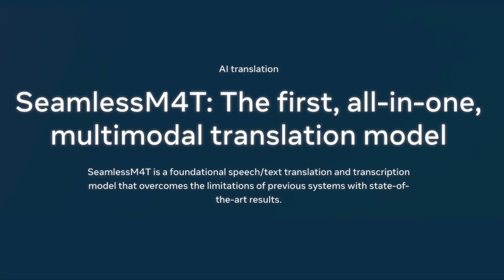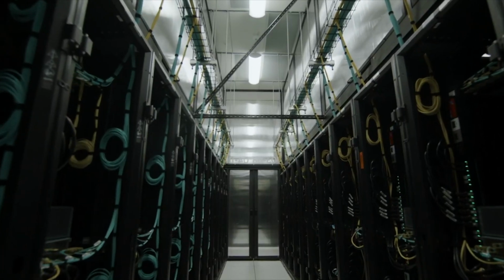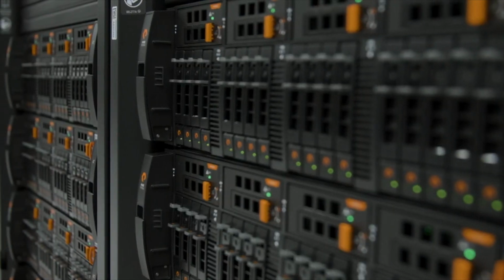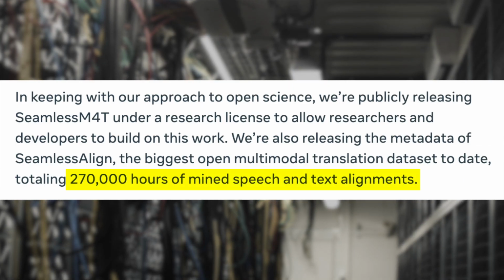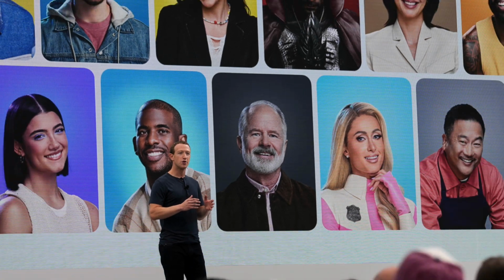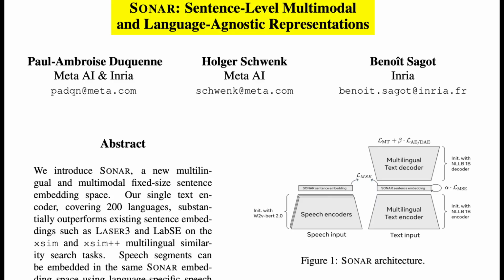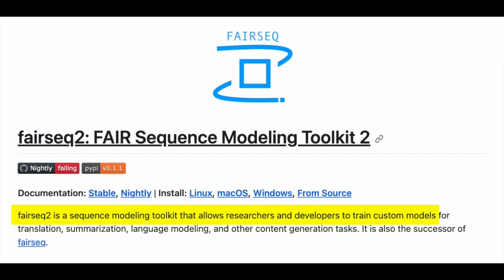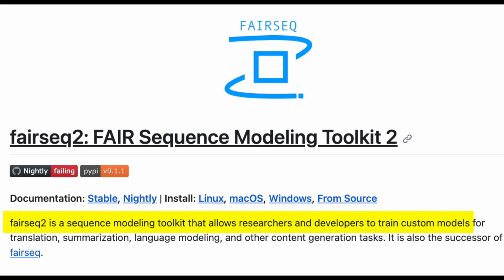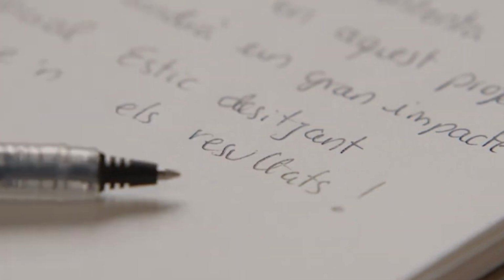Meta is really going all in on this project. They're not doing it alone, though. They've opened up their multimodal translational database, which has a whopping 270,000 hours of mined speech and text alignments for researchers and developers to use. It's a community effort, and they want everyone to join in. Plus, they've provided tools like Sonar for creating your own datasets, and FairSec2 for all the heavy lifting in sequence modeling. Interestingly, this isn't Meta's first foray into translation projects.